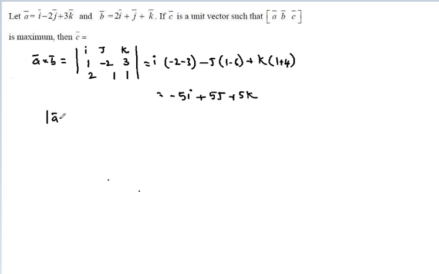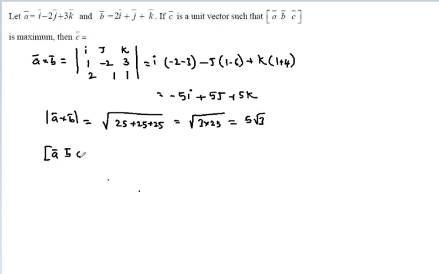Now the modulus of A cross B is equal to the square root of 25 plus 25 plus 25, that is 3 into 25, that is equal to 5 root 3. Here it is given that the box product [A, B, C] is maximum, and C is a unit vector, that means the modulus of C is equal to 1.